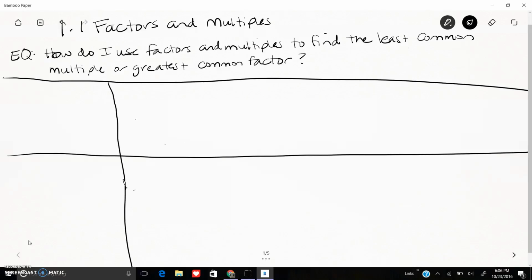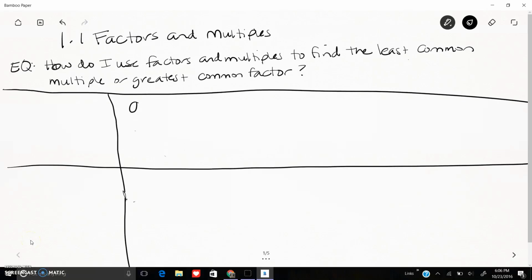A couple of vocabulary words you need to know are greatest common factor and least common multiple. So we'll start with the greatest common factor. The greatest common factor is just as it sounds.